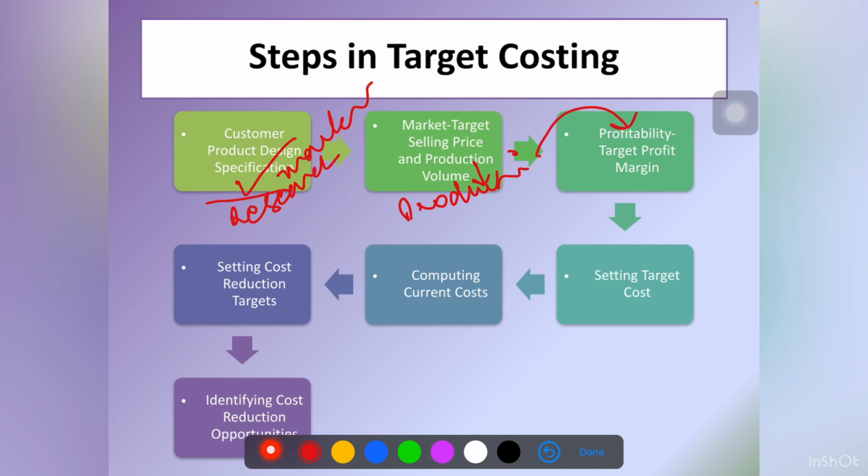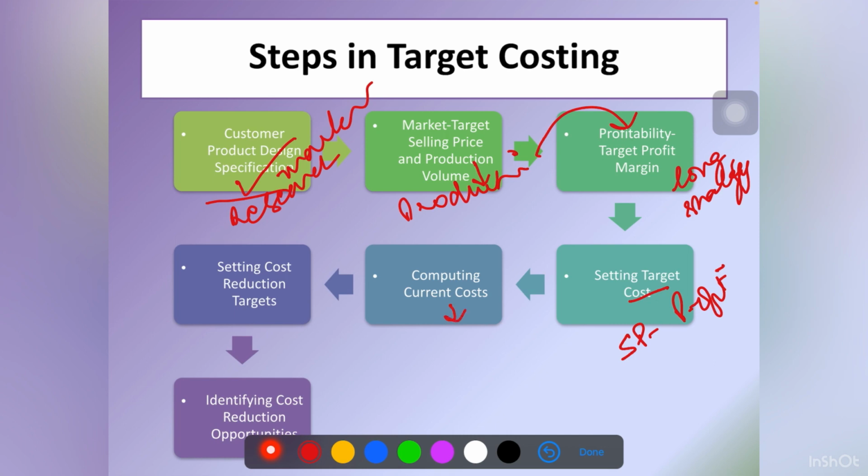Next step is the profitability, that is target profit margin. We set certain profit margins, right? How do we set certain profit margins? We see the competitors, right? What is the long term strategy of the company? And then comes setting the target cost. Now how do we set the target cost? Selling price minus your profitability, right?